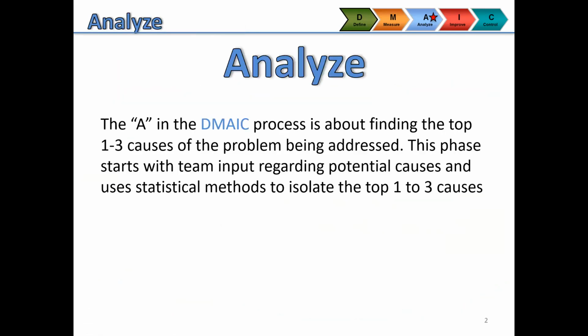So it's about finding the vital few, the 1 to 3 causes of the problem being addressed. It's always 1 to 3. It's not 100. If it's 100, then we're not doing it right, or our process is way out of control. Right? It starts with the team input regarding causes, and we use statistical methods to isolate the top 1 to 3 causes.